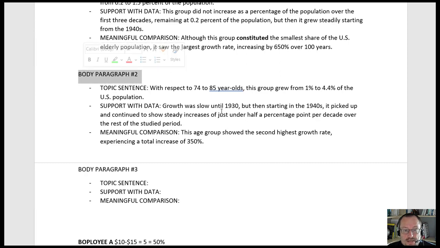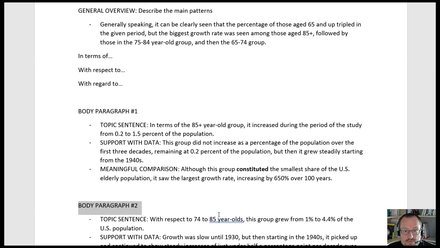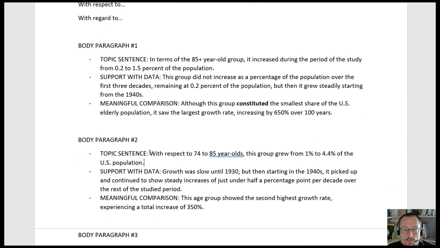Okay, moving on to our second body paragraph, which is 74 to 85-year-olds as per our general overview. With respect to 74 to 85-year-olds, this group grew from 1 to 4.4% of the U.S. population. Growth was slow until 1930, but then starting in the 1940s, it picked up and continued to show steady increases of just under half a percentage point per decade over the rest of the studied period.